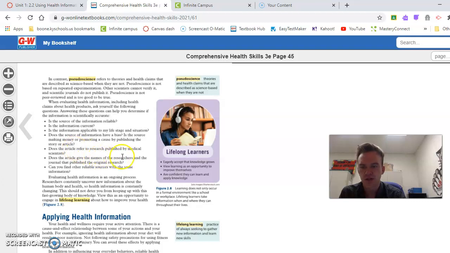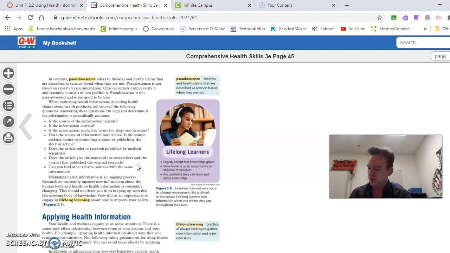Does the article refer to research that's been published by medical scientists? Does the article give the names of other researchers who have had their hand in it? If it doesn't give other people's names that you could actually look up to see if they're a credible scientist or a real-life doctor, then it could be totally false. So look for the pieces of information that have all that information.